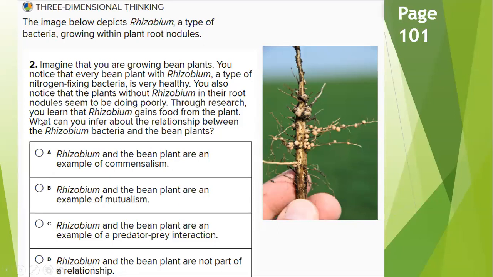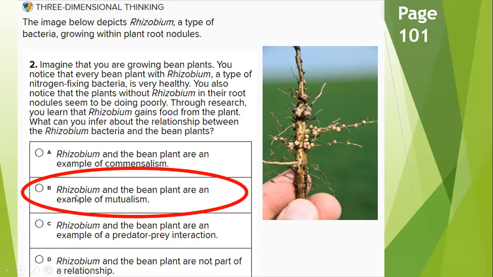Then through research, you learn that the rhizobium gains food from the plant. Now, rhizobium is getting food from the plant and the plant is growing healthy because of the rhizobium. This relationship, I think it is beneficial for both, right? Rhizobium is getting food, it's benefited. Plants are growing healthy, they are benefited. When both organisms get benefited from a relationship, we call that relationship a mutualism relationship. So I think the correct answer is rhizobium and the bean plant are an example of mutualism.